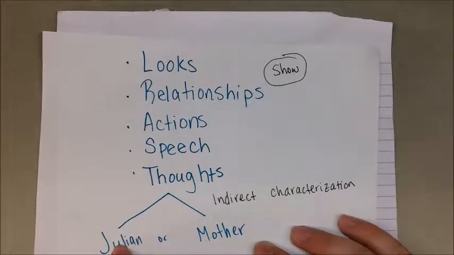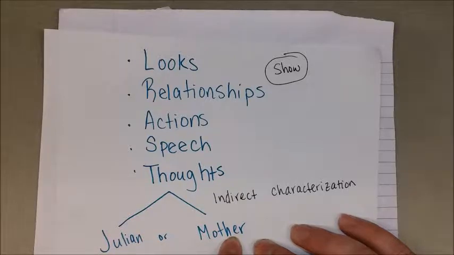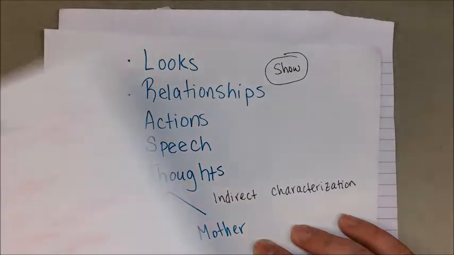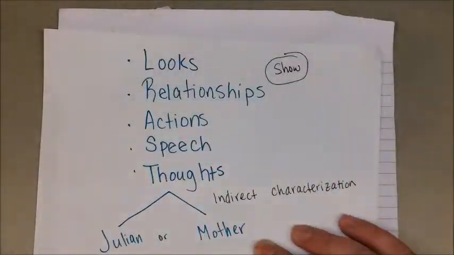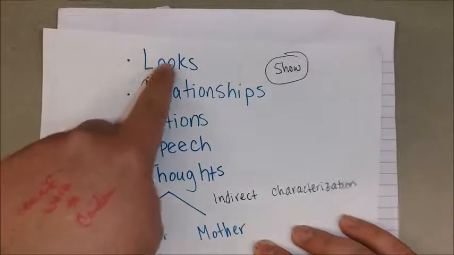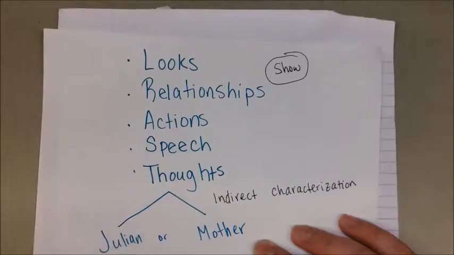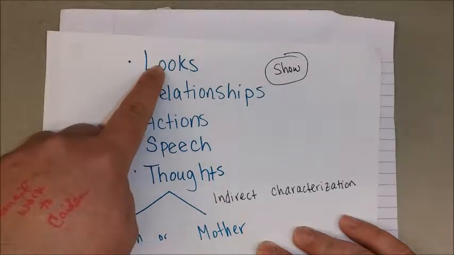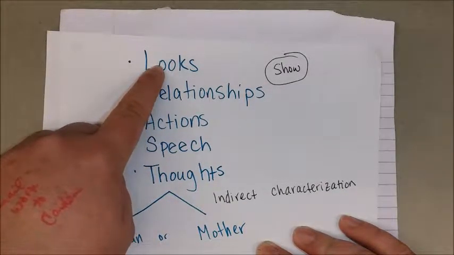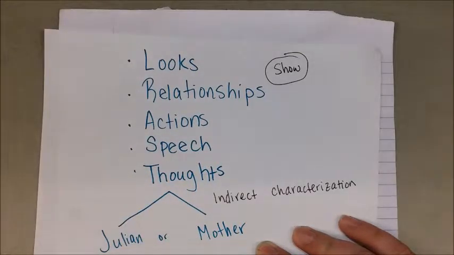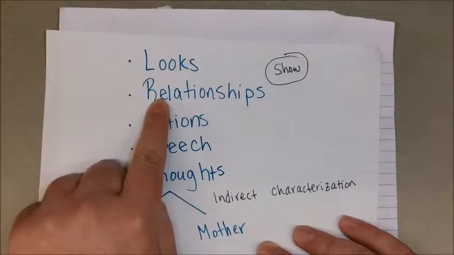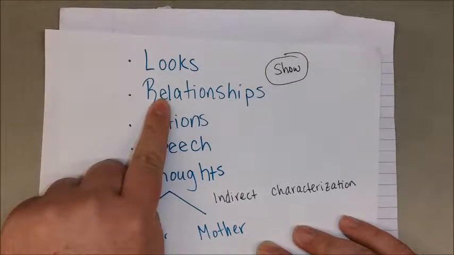So you are going to choose one of these two characters and you are going to look back both at your list of traits and in the story itself, and you're going to make this more specific. So what do we know about the character's looks? What does the character's dress or way of looking tell you about them? What do we know about the character's relationships with other characters?